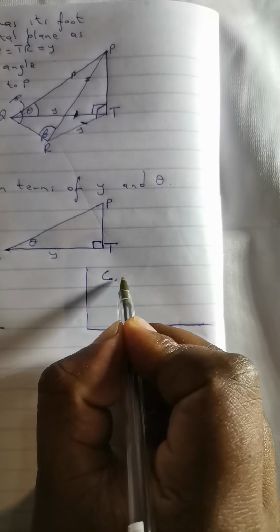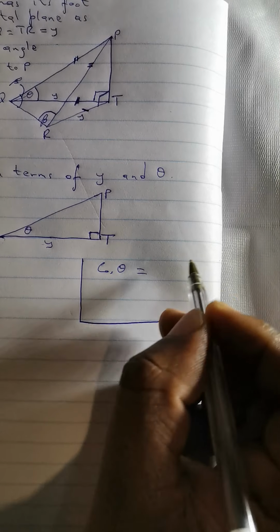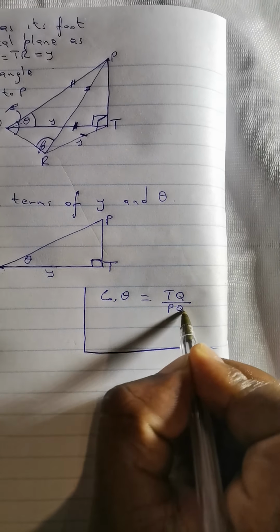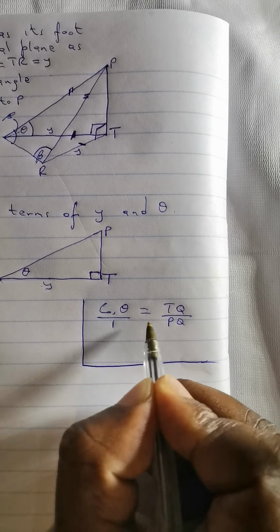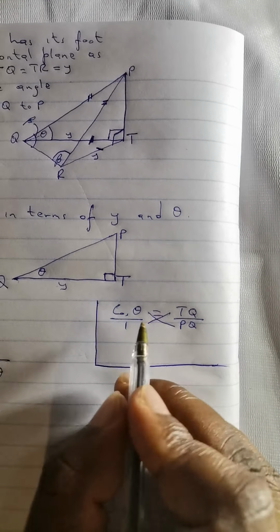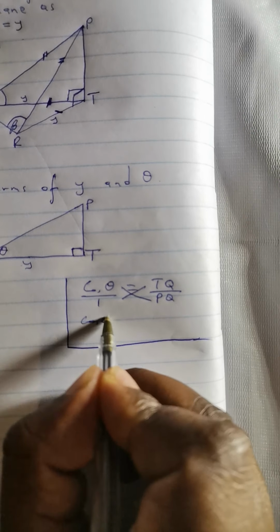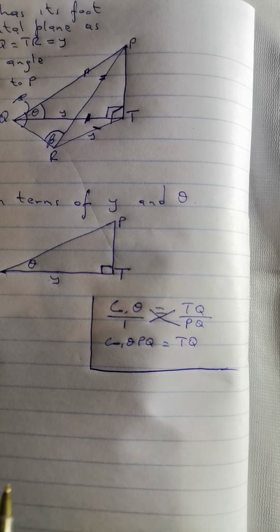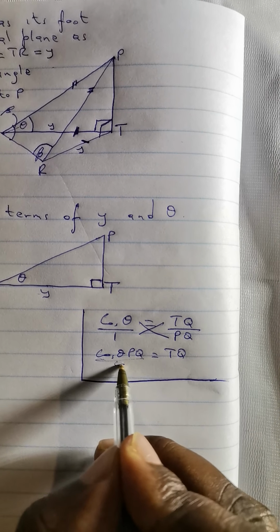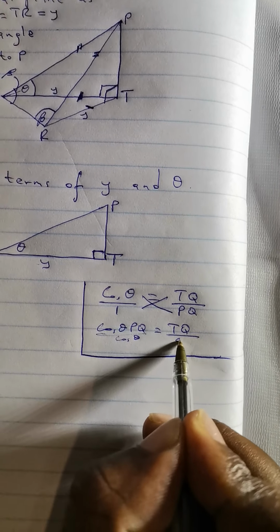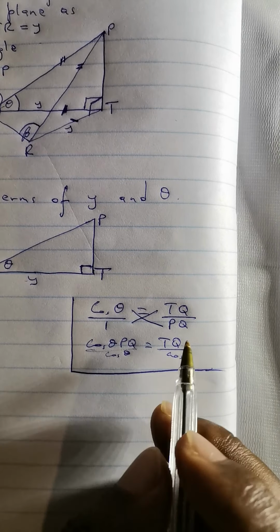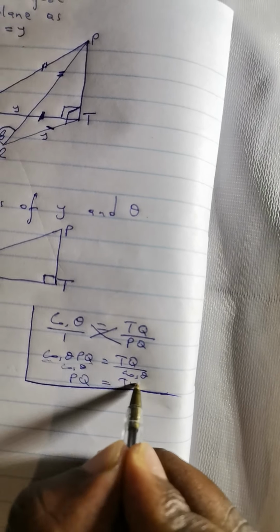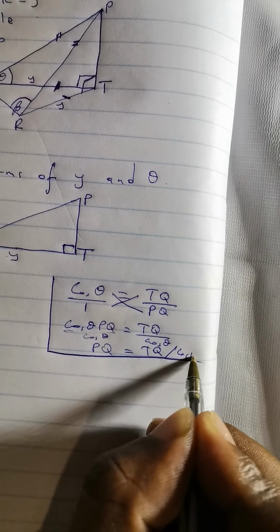So we had cos theta, or as a side note, cos theta equals TQ over PQ, and you have cos theta over 1, and we cross multiplied. Then we had cos theta PQ equals TQ times 1, which is also TQ, and then we divided by cos theta on both sides, and then we have PQ equals TQ all over cos theta.